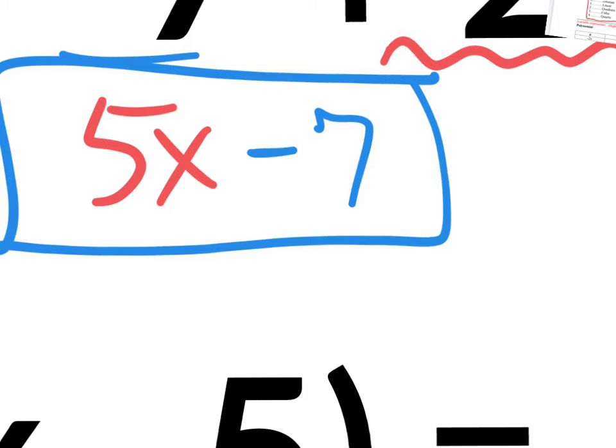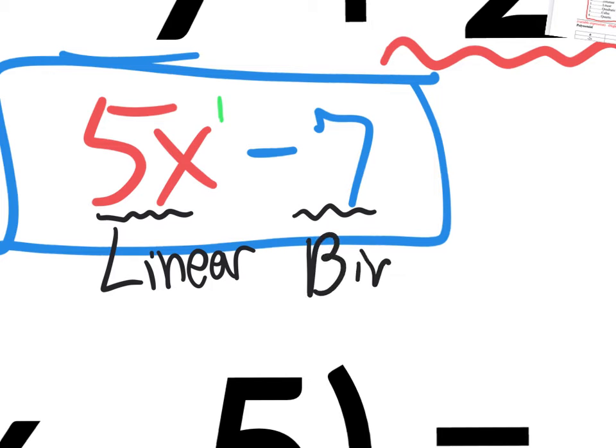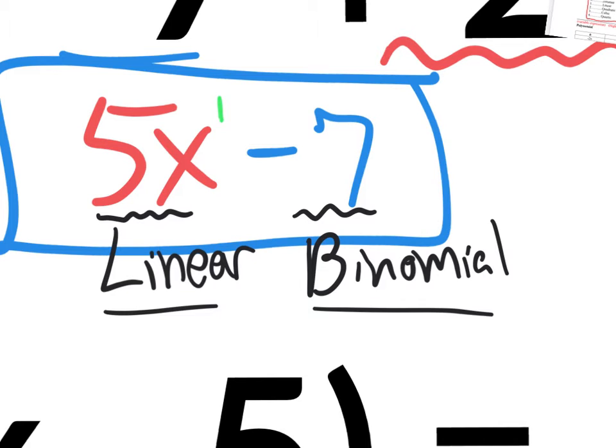If you're like, wait, there is no exponent. Yeah, there is. There's an invisible 1 right there. So the degree is based on 1. So the first name is linear. Okay, linear. And you have 2 terms, so that's a binomial. So linear binomial is the classification of this answer.